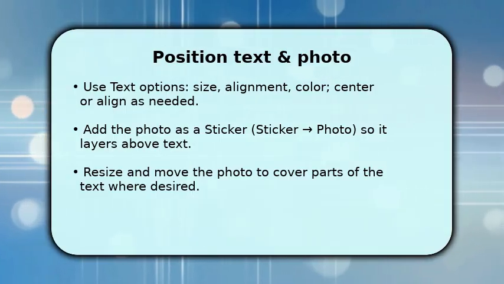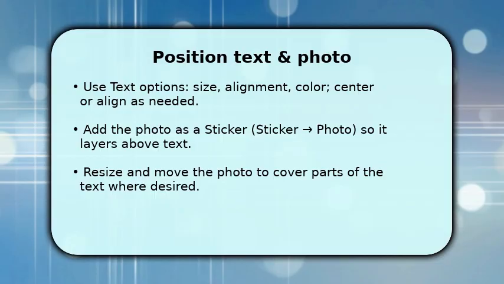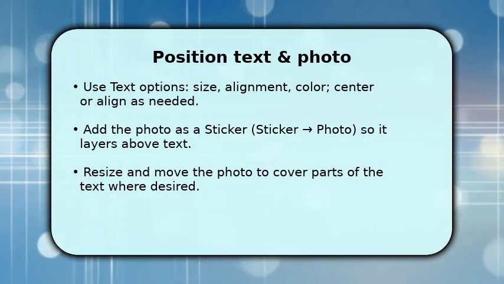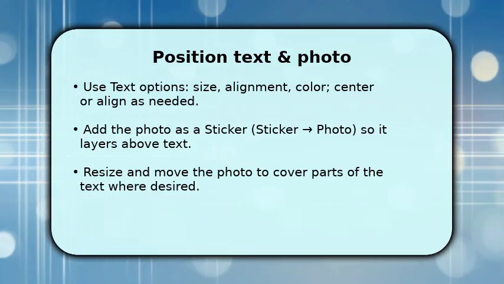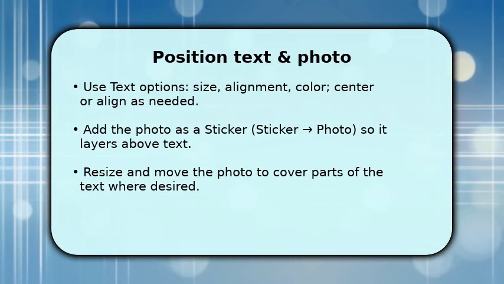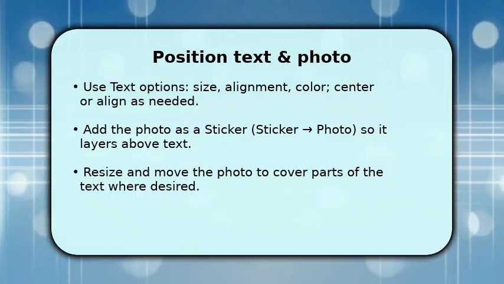Now resize and drag the photo so it overlaps the text where you want the text to appear behind the image. If you need more contrast, duplicate the text layer and offset it slightly for a shadow or outline effect. Make sure focal points align, then preview by tapping elsewhere to see the layered result.